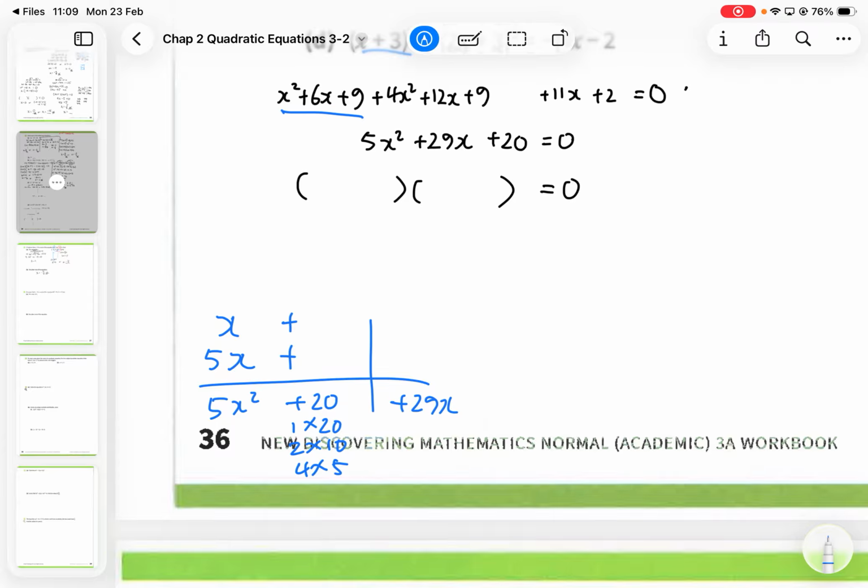Okay? So I will put my 5 here, I will put my 4 here. Then 5 times 5, 25. 1 times 4, 4. Add together, just nice, 29. Okay? So the two brackets are x plus 5 and 5x plus 4.